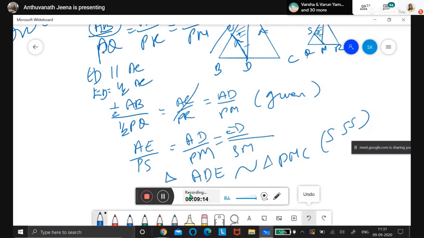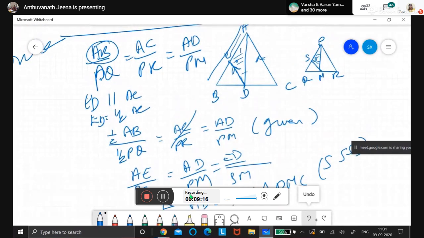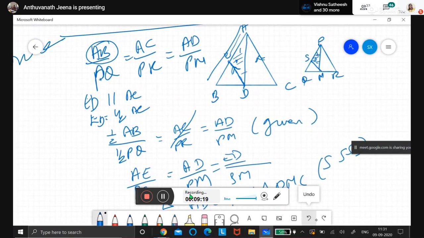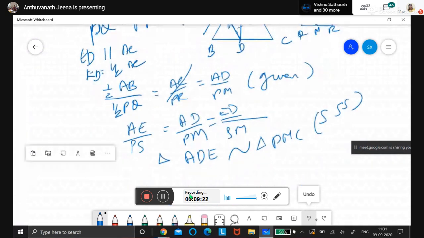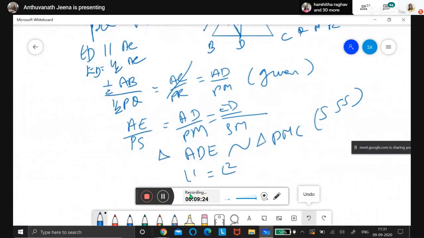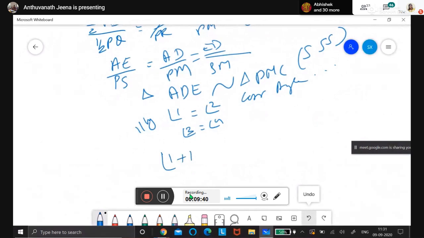Now you write it as angle 1, angle 2, angle 3, angle 4. So angle 1 is equal to angle 2 because of corresponding angles of similar triangles, you can write it down. Angle 3 is equal to angle 4. Similarly, when you add angle 1 plus angle 3, angle 2 plus angle 4, you get angle A. So angle A is equal to angle P.